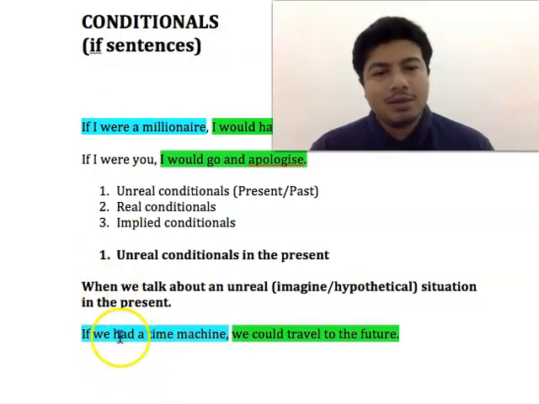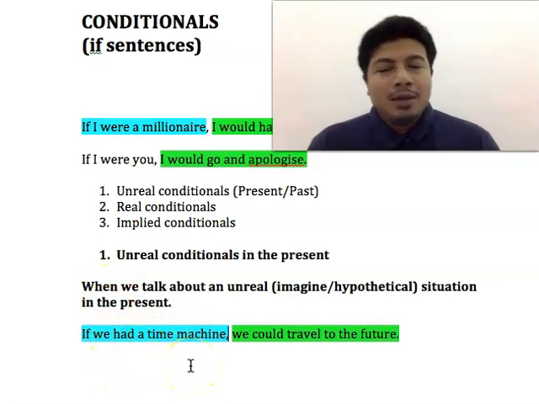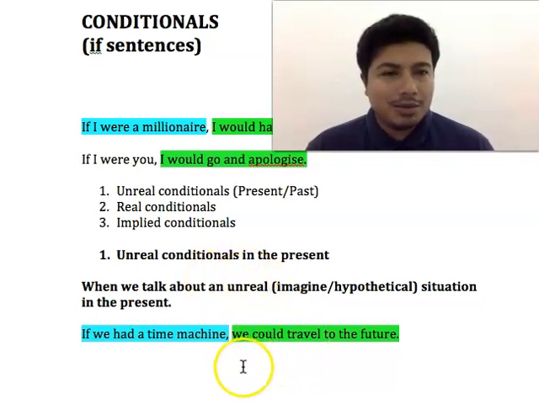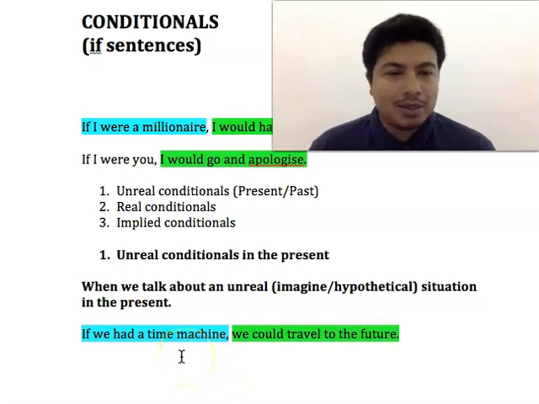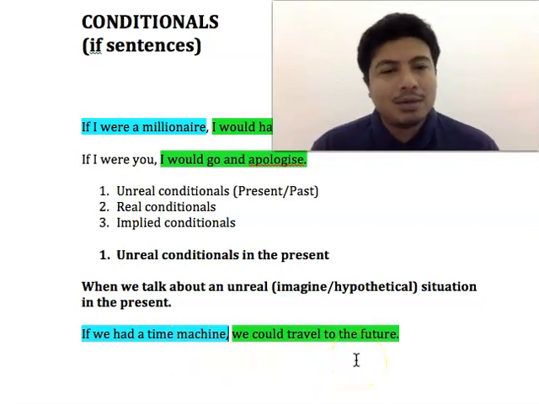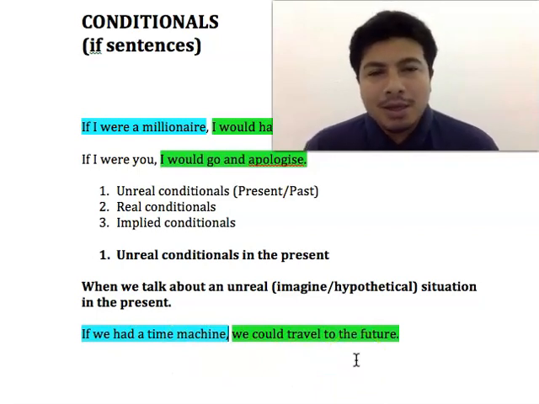That is why it is an unreal conditional, because you have if. If we had a time machine, we could travel to the future. So this is the condition. This is an example of an unreal conditional in the present. You talk about it in the present, but it is unreal. It is hypothetical. It is a situation that you imagine. And the condition is, if you have this thing, this would happen.